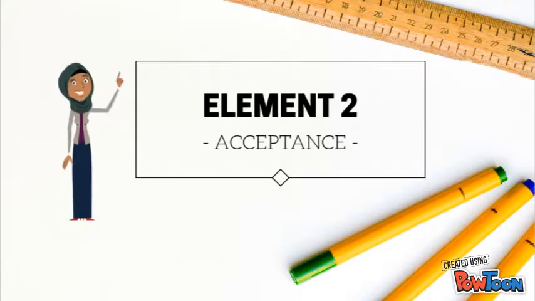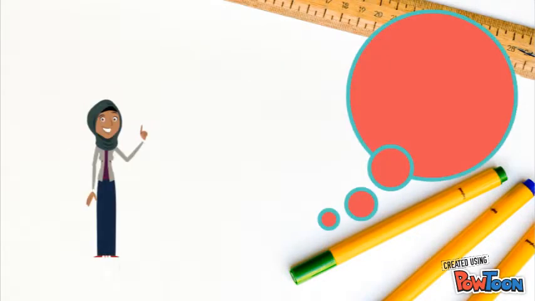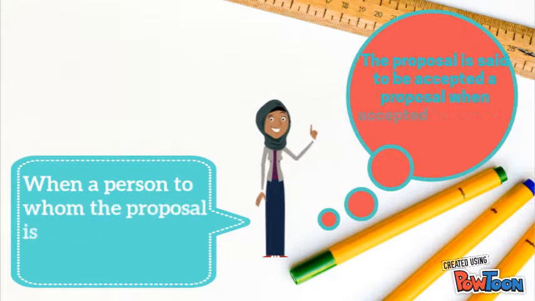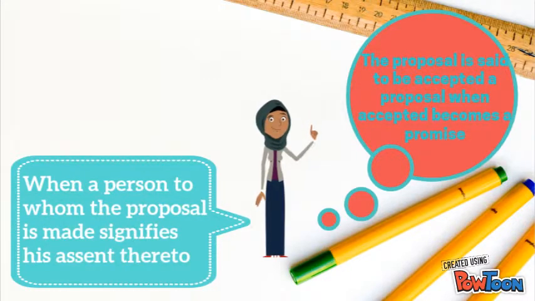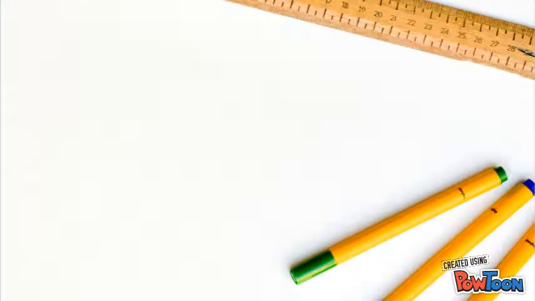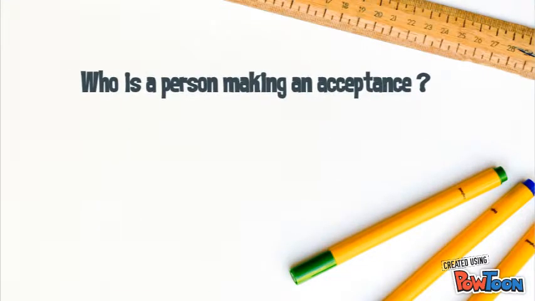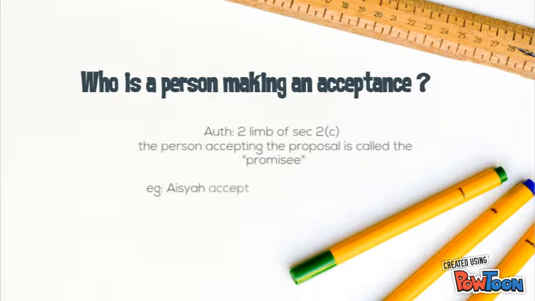Element number 2, acceptance. Definition of acceptance: when a person to whom the proposal is made signifies his assent thereto, the proposal is said to be accepted. A proposal when accepted becomes a promise. Who is a person making an acceptance? Authority, Contracts Act section 2(c). The person accepting the proposal is called the promisee. Example, Aisyah accepts Safwan's offer to buy the jersey.